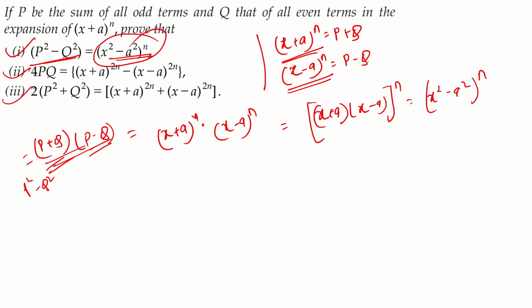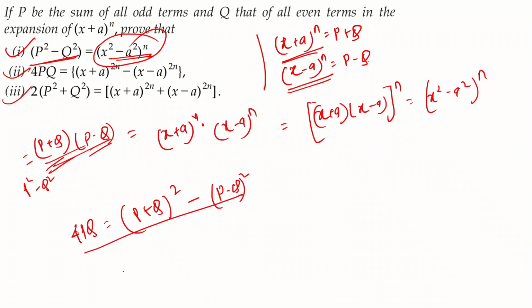I won't be doing these two, I'll leave them to you as an exercise, but I'll surely give you some hints. You can use the fact that 4pq is actually (p + q)² - (p - q)². This is the formula that you might have come across in your class 10th. So use this formula, you'll easily get the answer. And for the third one, 2(p² + q²), use the formula that this is equal to (p + q)² + (p - q)². So use these two formulas to find the answers to question number 2 and question number 3.